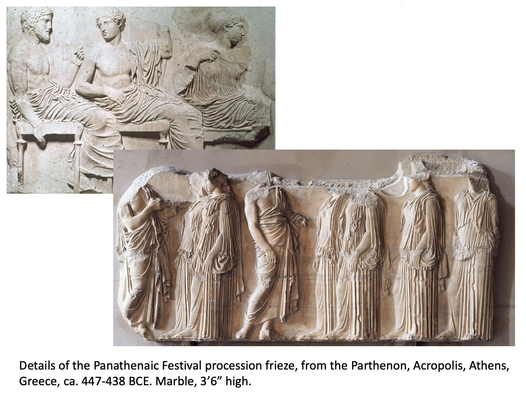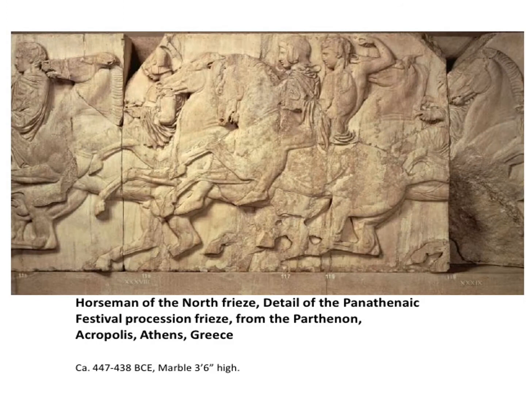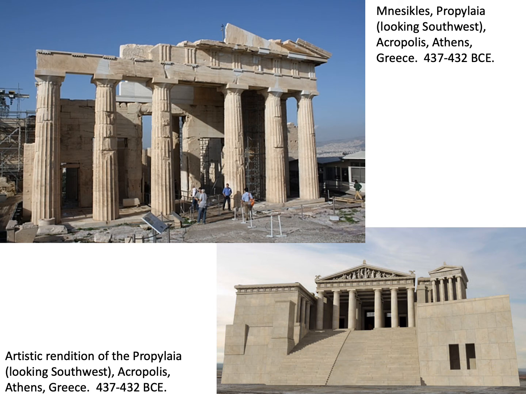You can see that men and women are banqueting together, and that's because the women are goddesses. The four horsemen of the North frieze is also part of that frieze procession at the Acropolis. And you can see that it is a war scene, a scene in which they are at war with the Persians.